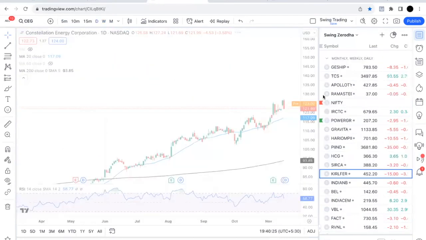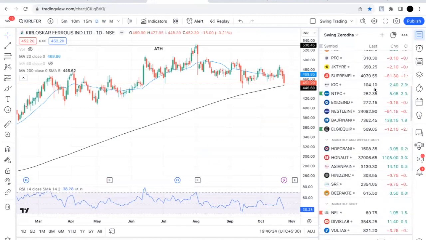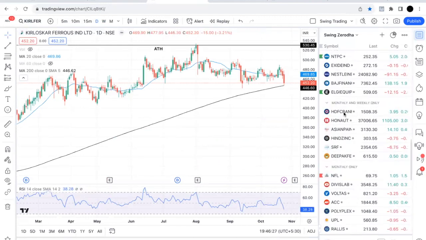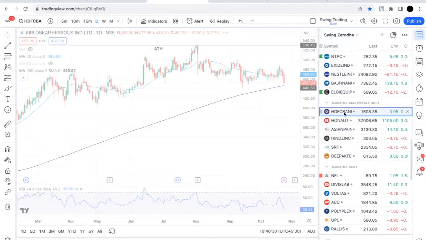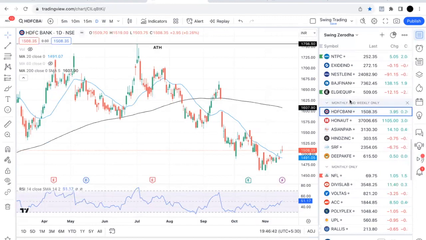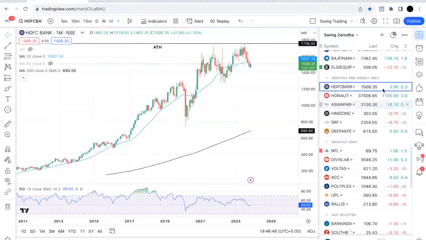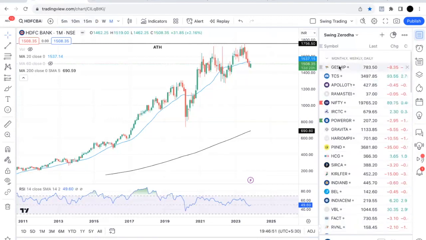Now, let's look and see what's happening on the daily chart. Sorry, much of the delay is due to my slow internet. All right, so the daily chart doesn't look good. The 20 is below the 200. Okay, so that's monthly and weekly only. And the rest, I move to the top, which is monthly, weekly, and daily. These are the ones that I want to be trading.